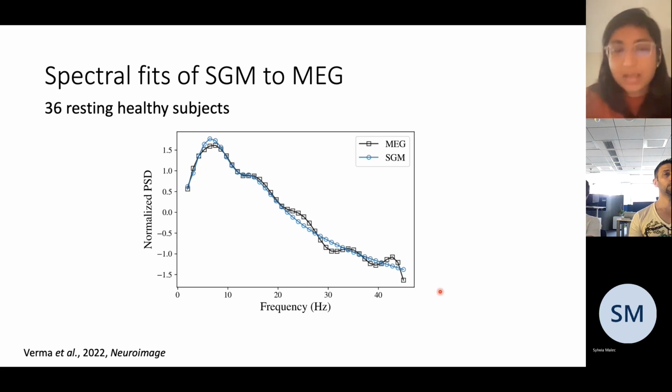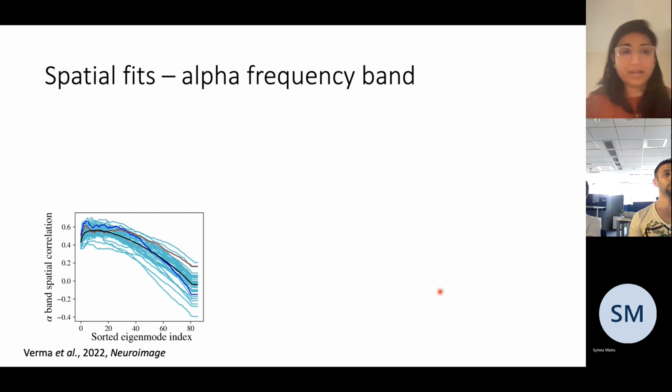What about spatial fits? For spatial fits, the first thing we tried was to sort the eigenmodes we obtained from this model so that whichever ones lead to maximum spatial correlations go first. So this plot has the sorted eigenmode index on the x-axis, and on the y-axis the spatial correlation of the alpha frequency band. We are only focusing on capturing the spatial pattern of the alpha frequency band, and we try to see which eigenmodes are most important, leading to maximum spatial correlation.